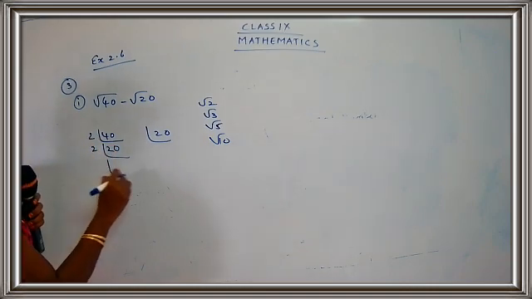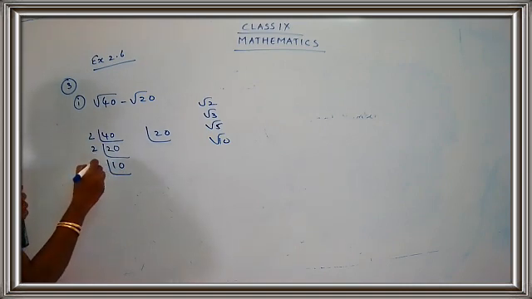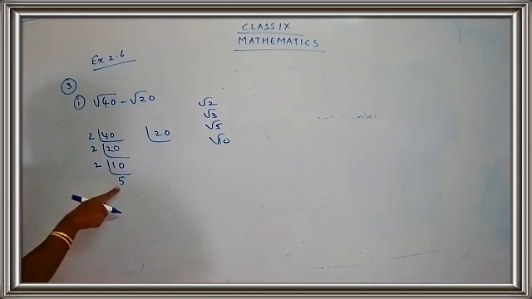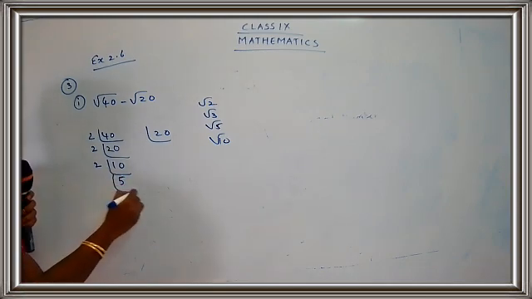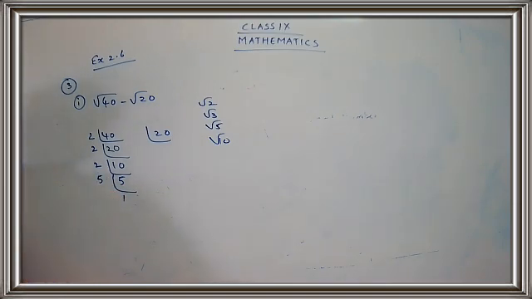So 2 tens are 20. Again, the last digit is 0, so it will be divisible by 2. So 2 fives are 10. Now 5 goes in the table of 5. So 5 fives are 5, they are the same numbers, and you can put the number 1 here. So we have factorized 40: 2, 2, 2, 5.